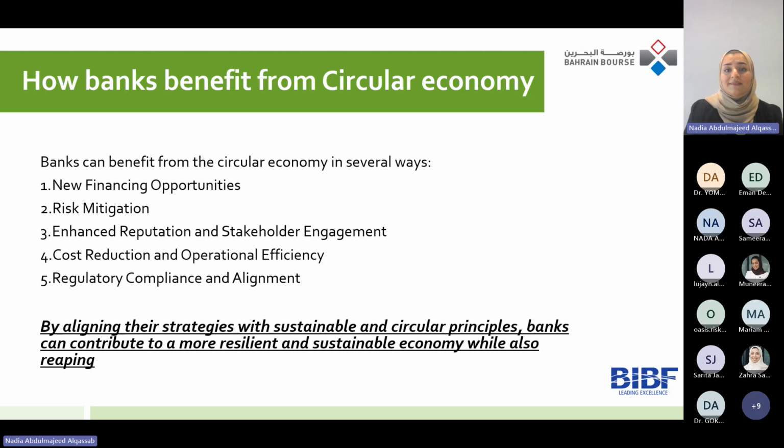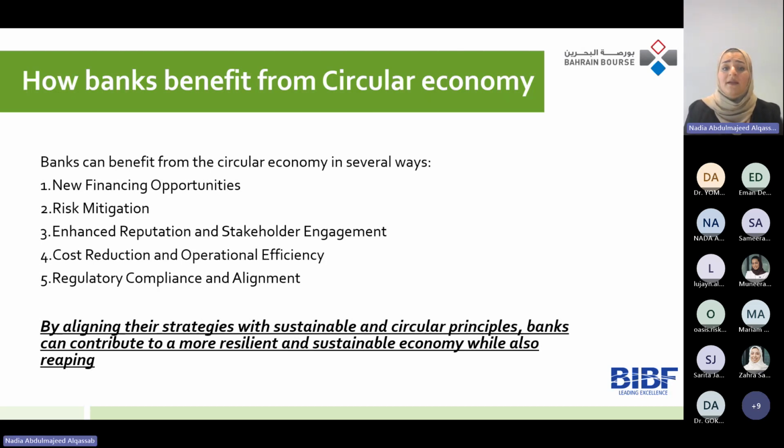And fifth, regulatory compliance. Obviously, going forward, there are regulatory guidelines. The EU published them, the ECB published them. We had the CBB memo one month ago. So these are all coming in line. So if you're not aligned with sustainability and circular economy concepts, you will not be in alignment with regulatory compliance.